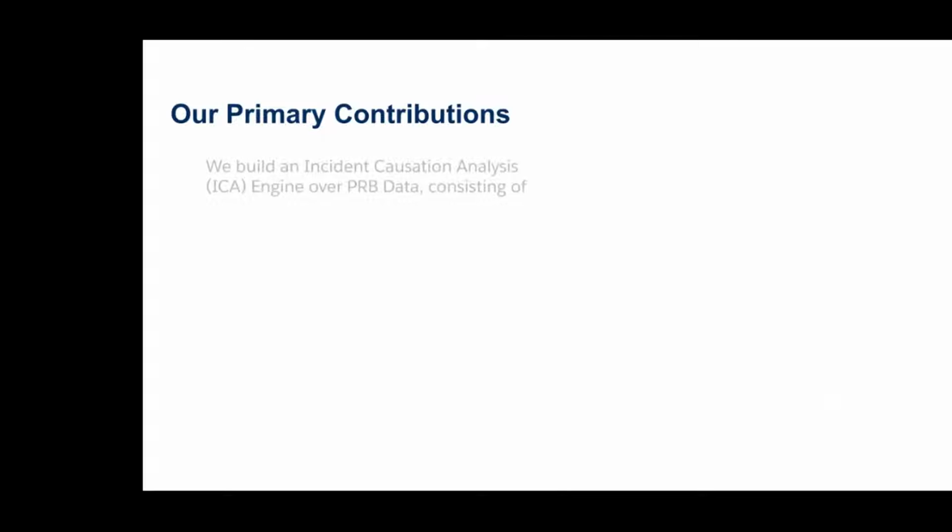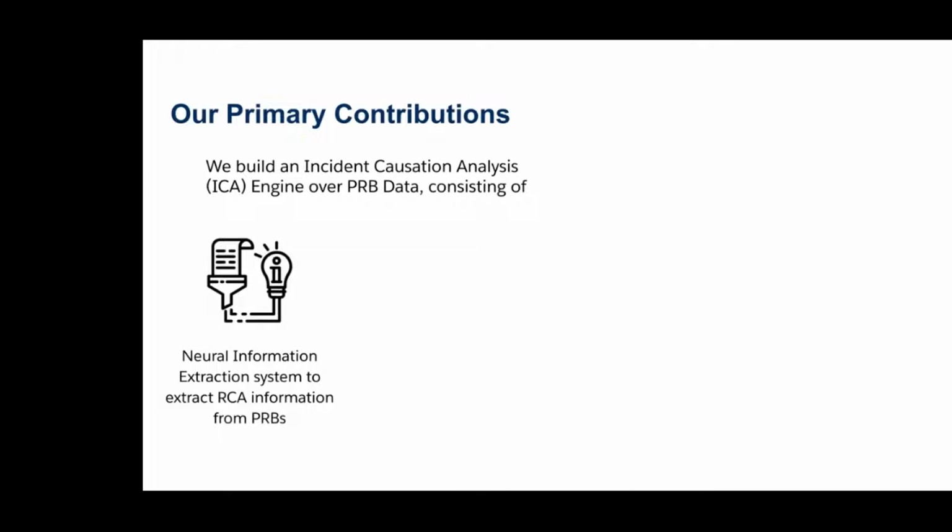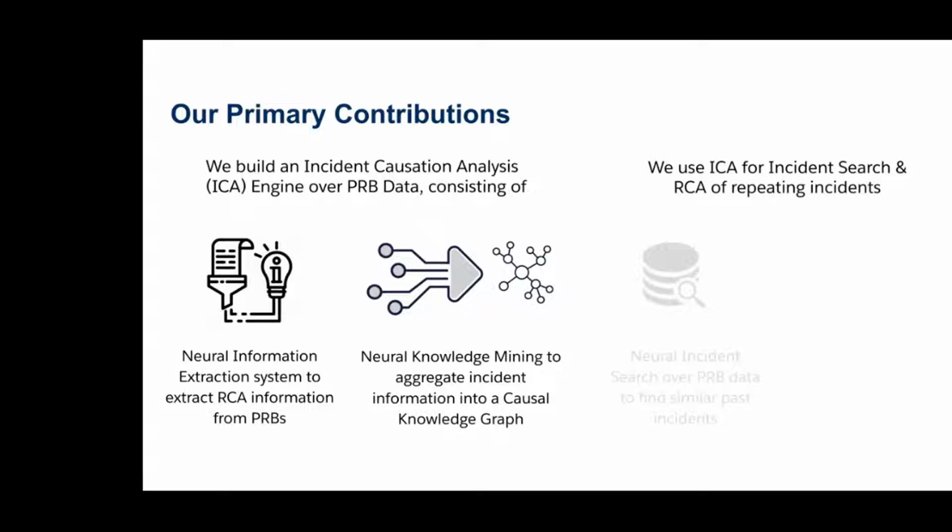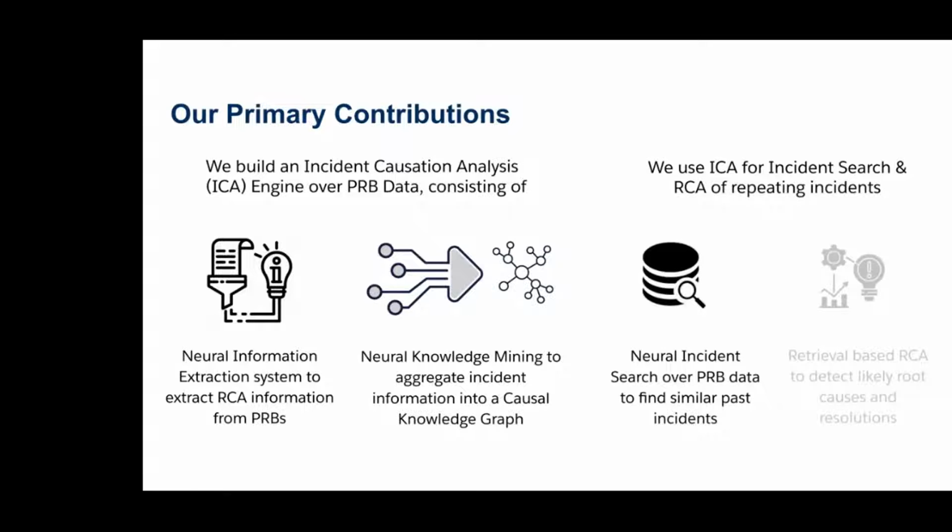Our primary contribution was to build this incident causation analysis engine, which we call ICA, over this PRB data. It consists of, first, a neural information extraction system to extract RCA information from the unstructured PRBs. Second, neural knowledge mining to aggregate incident information into a causal knowledge graph. And then we use ICA for neural incident search over the PRB repository to find similar past incidents, and do retrieval-based root cause analysis to detect likely root causes and resolutions given an incident symptom.